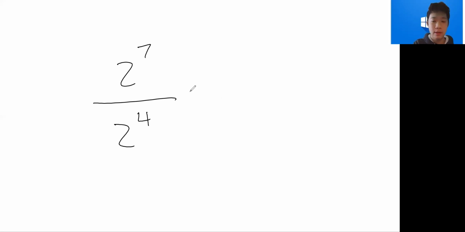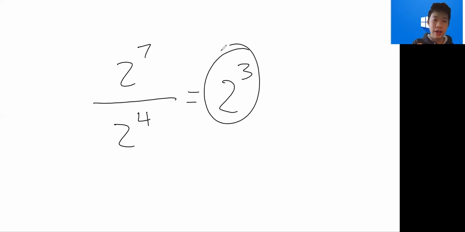Okay, we got multiplication done. Let's now try some division. What if I took 2 to the 7th divided by 2 to the 4th? Well, when we multiplied, we added the powers. What if we subtract the powers with dividing? Well, that is correct. But why is this true? I just subtracted the powers and got the answer.